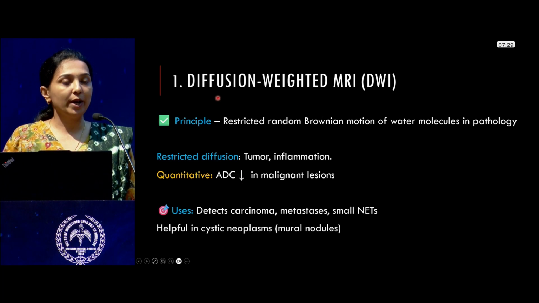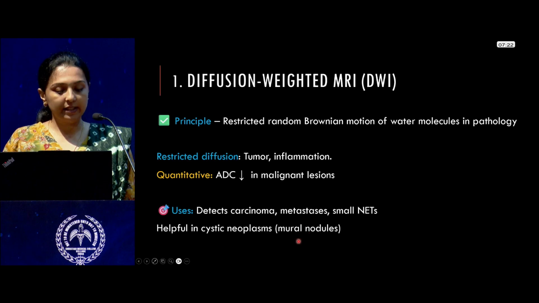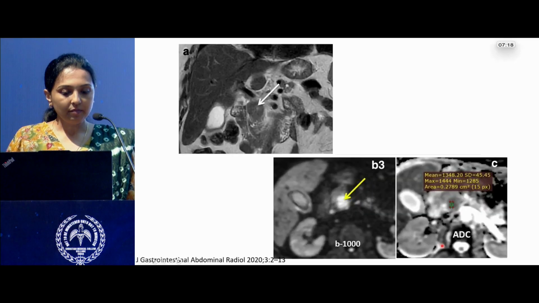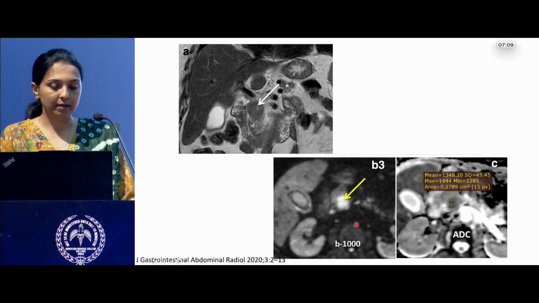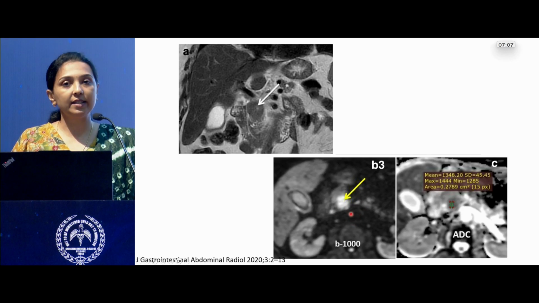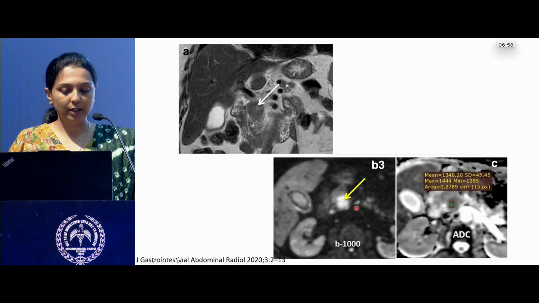So diffusion weighted MRI is useful to evaluate solid tumors as well as cystic lesions, to evaluate their solid component. So this is another case example where we can see this lesion in the head of the pancreas. And this is the diffusion weighted image, and we can see that it is of high signal or hyperintense, indicating that the diffusion is restricted. Now this is the corresponding ADC map that I was talking about, where it will be the opposite.